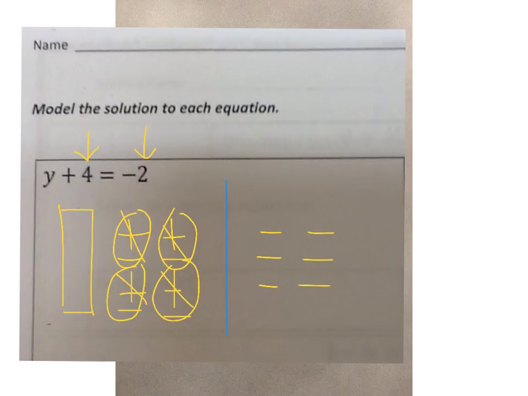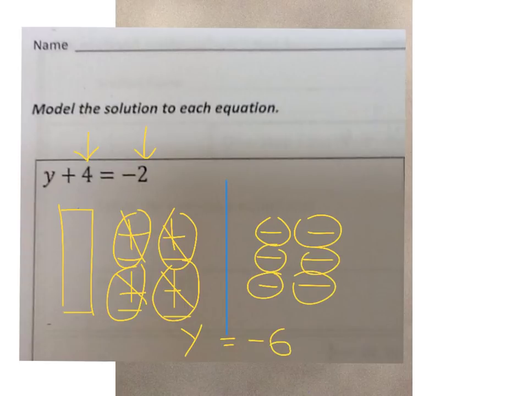That leaves me with my y tile. On the right hand side, there are no 0 pairs, so we just add each one of these negatives. That's 1, 2, 3, 4, 5, 6. That's negative 6. So our solution is that y equals negative 6. And this makes sense if we substitute y with negative 6. So instead of writing y, we're going to write negative 6 plus 4 equals negative 2.